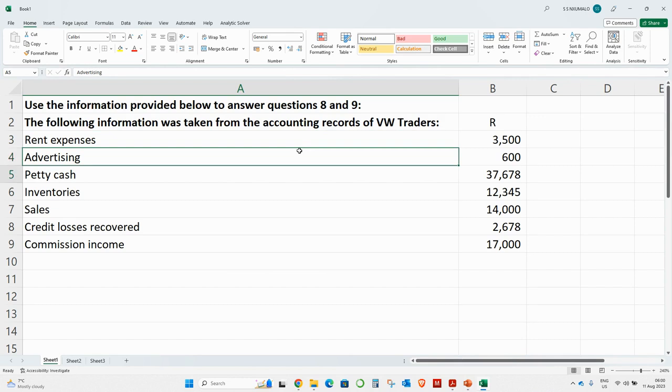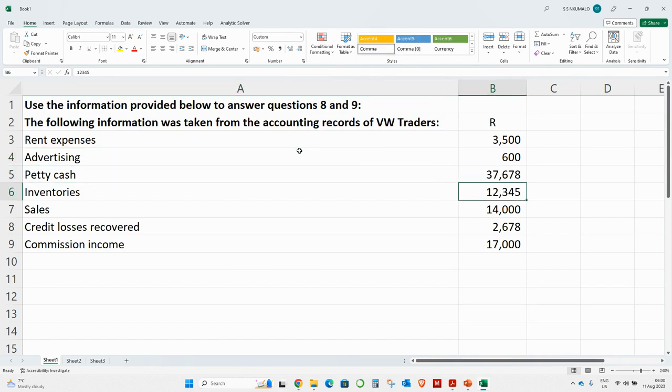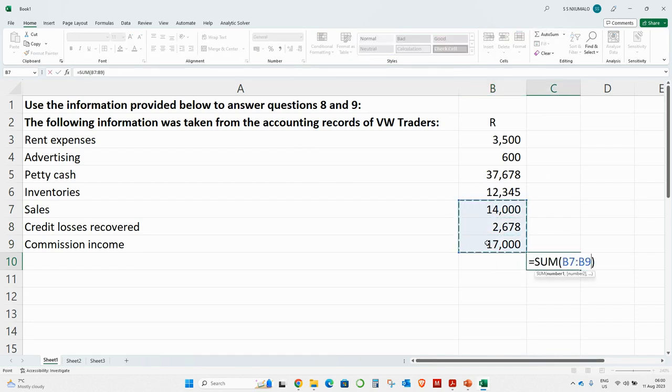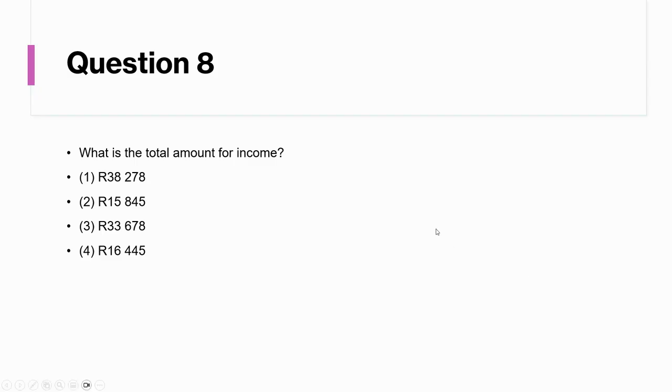Advertising is an expense also. Petty cash is an asset. Inventory is an asset. This is an income. And this is also income. This is income. So basically your income is these last three. Let me just add them on the side. So the income is 33,678. Let's just check if we've got this amount 33678. Yeah, we've got that one. So that one is option number 3.